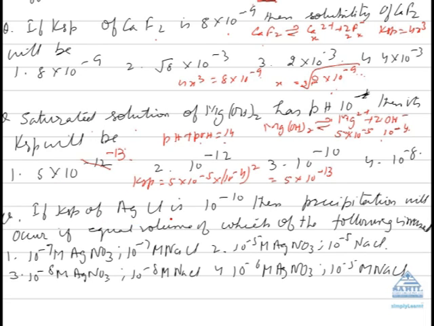If Ksp of silver chloride is 10 to the power minus 10, then precipitation will occur if equal volumes of which of the following is mixed. In such questions, you first of all reduce the concentration to half, because when you are mixing the two solutions, then volume is being doubled. So in the first case, the concentration of silver ion will be 10 to the power minus 8. That of chloride will also be 10 to the power minus 8. So ionic product will be 10 to the power minus 16. Precipitation occurs when ionic product exceeds solubility product. When you solve this, you will find that the answer comes out to be 2. You have to see that ionic product should be more than solubility product.